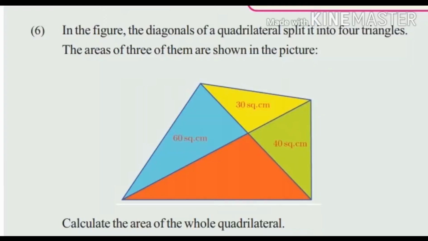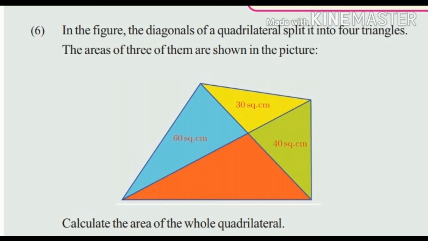Okay. Next is question number 6. In the figure, the diagonals of a quadrilateral split into 4 triangles. The areas of 3 of them are shown in the picture. Calculate the area of the whole quadrilateral. In order to find the area of the whole quadrilateral, we need to find the area of one more triangle. Only 3 triangles' areas are given, 1 triangle's area is missing, that we need to find.